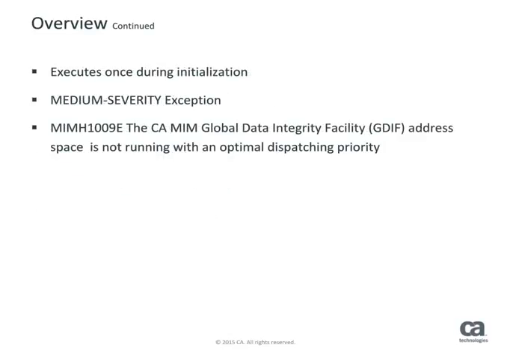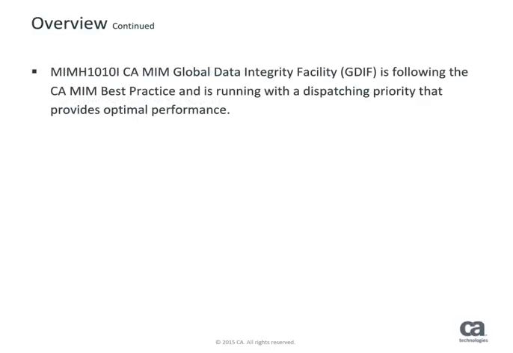The health check executes once during product initialization and generates a MIM H1009 medium severity exception if GDIF is not running at dispatching priority Fox. When the health check determines that GDIF is running with an optimal dispatching priority, this MIM H1010 status successful notification will be generated.